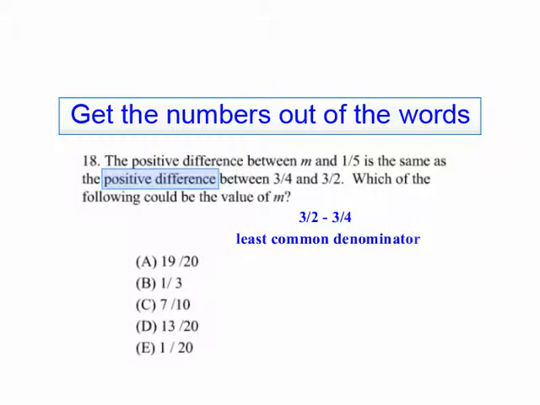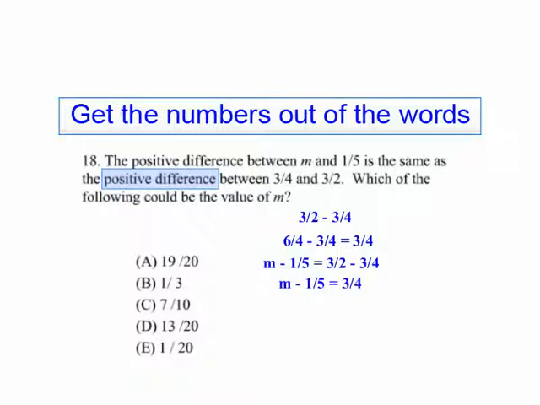Okay, we want the least common denominator, which would be 4. So we have 6/4 minus 3/4. So the distance between 3/2 and 3/4 is 3/4. So we fit that in our equation where we say m minus 1/5, the distance between m and 1/5, equals 3/4. Adding 1/5 to both sides, we have m equals 3/4 plus 1/5.